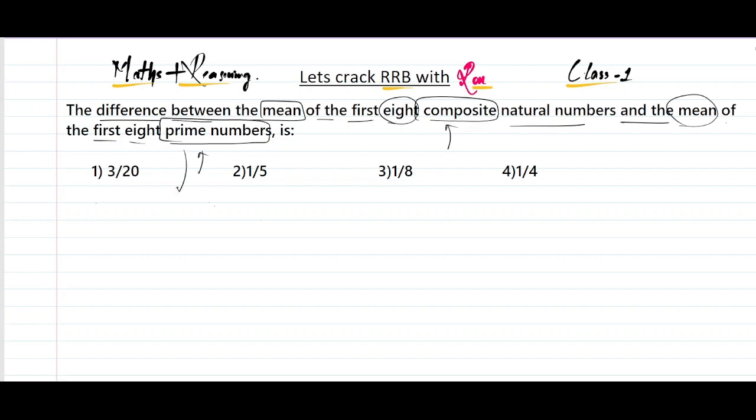See, a prime number is a number which has only 2 factors. What are the 2 factors? 1 and itself. Okay, see, you don't need long definitions of what is a prime number and a composite number.